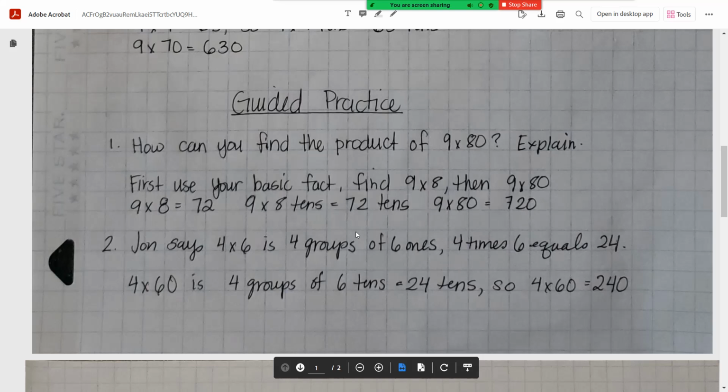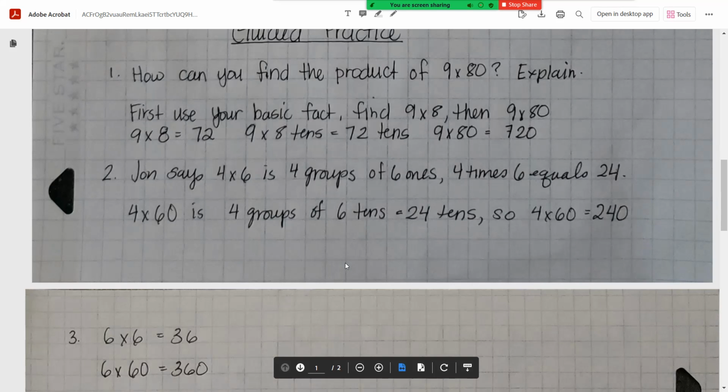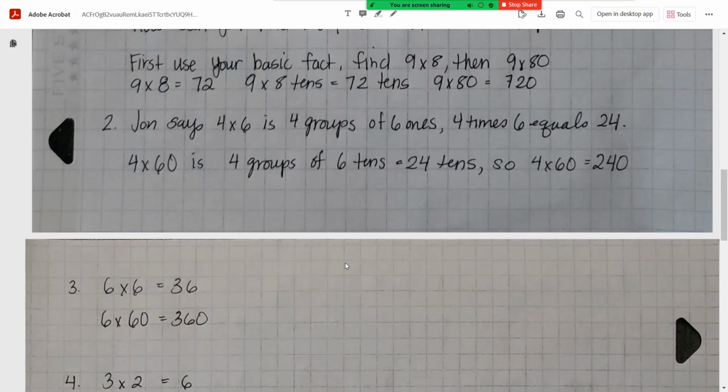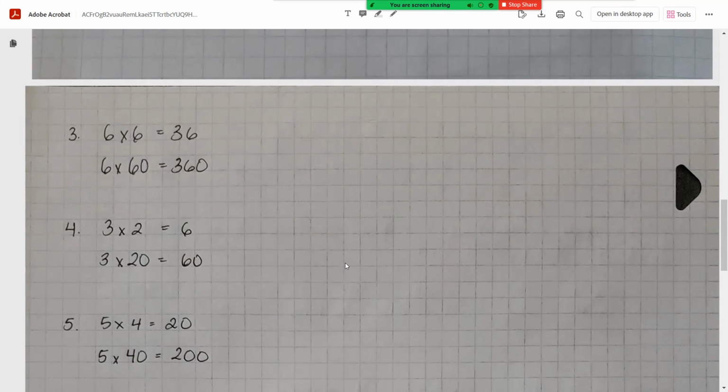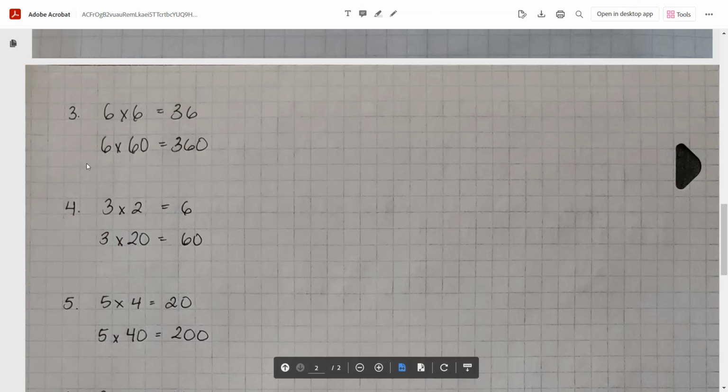For number 2, John says 4 times 6 is 4 groups of 6 ones. 4 times 6 equals 24. 4 times 60 is 4 groups of 6 tens, which equals 24 tens. So 4 times 60 is 240. Number 3, we have 6 times 6 is equal to 36. So 6 times 6 tens, or 60, is going to be equal to 360.